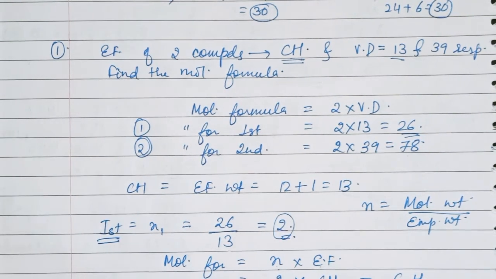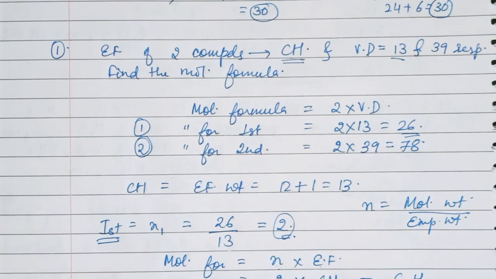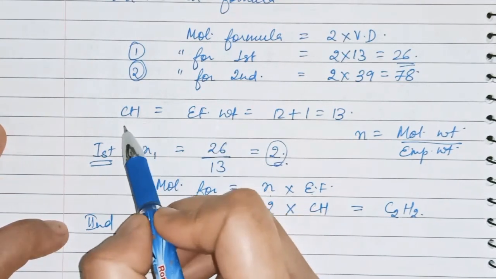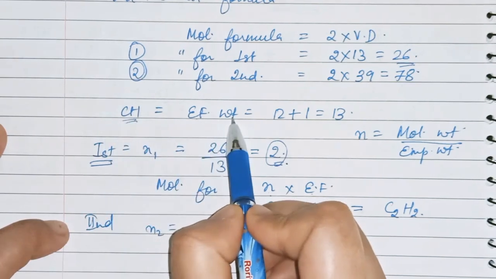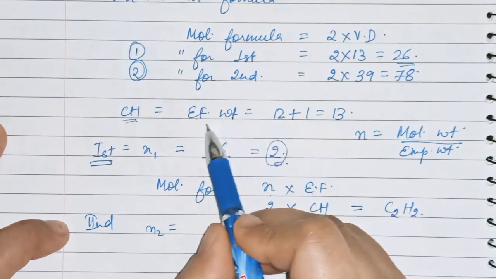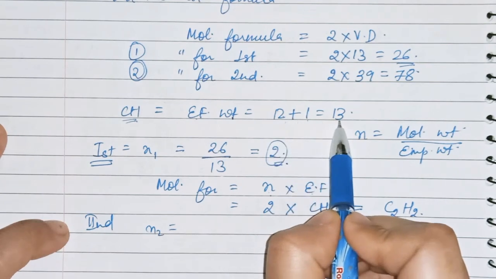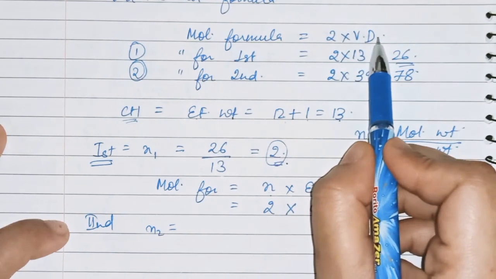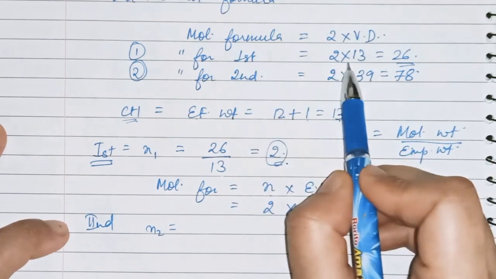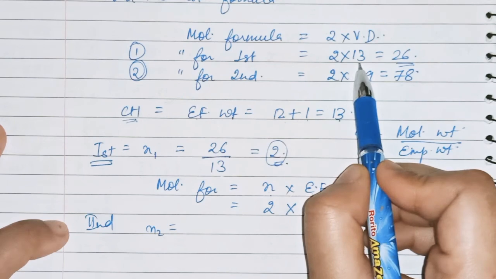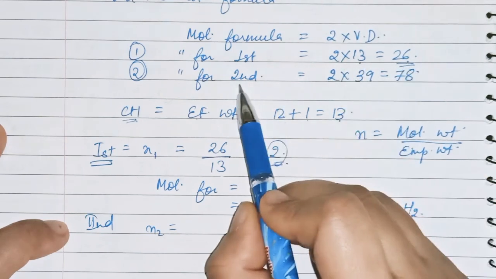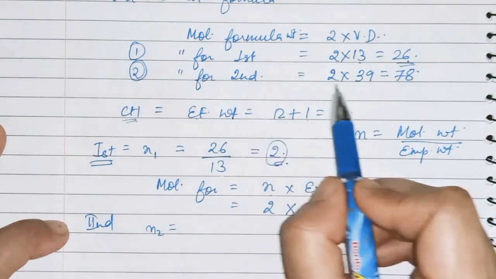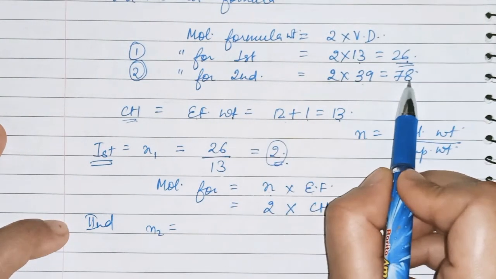For the second compound, let us go through it again. Is it clear to you all? The empirical formula is given in your question. The empirical formula weight you will calculate. Mass of carbon is 12 and hydrogen is 1, that is 13. The molecular weight is 2 into vapor density. For the first compound, vapor density is 13, so molecular weight will be 26, and for the second it is 39, so 2 into 39 is 78.